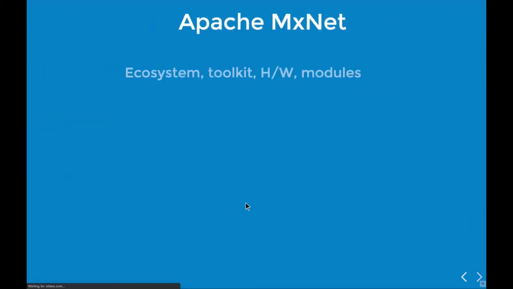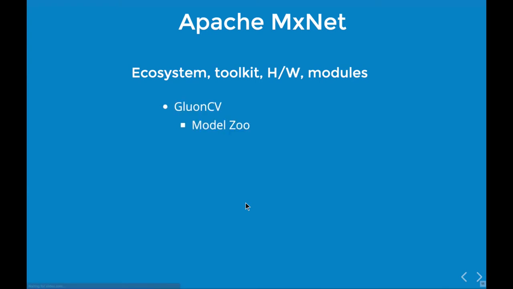And pre-trained models. Apache MXNet comes with a very rich ecosystem. We have the Gluon interface. In the Gluon interface, we see various implementations of state-of-the-art deep learning in computer vision, natural language processing, and probabilistic time series modeling.